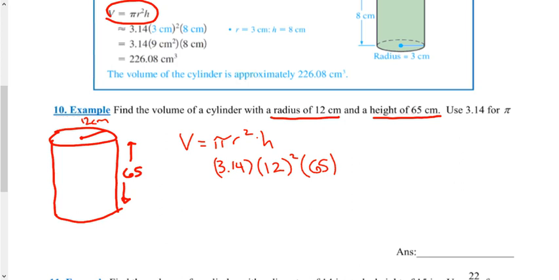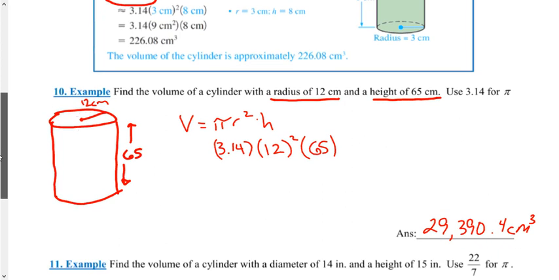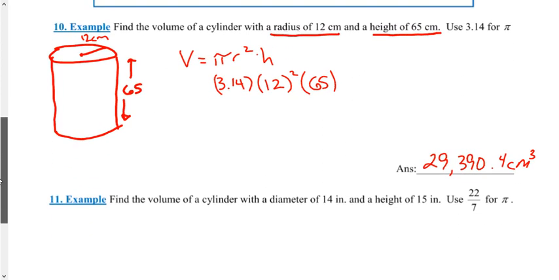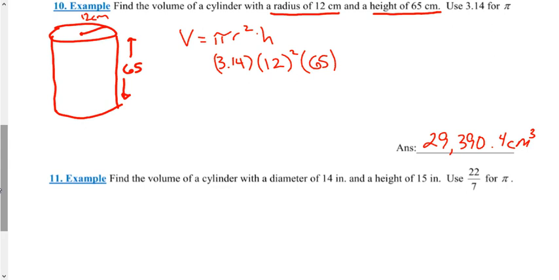You put that all into your calculator. Notice this is all in centimeters, and we end up with 29,390.4 cubic centimeters. Okay. Again, make sure you remember your label. And it did say use 3.14 for pi, so that's why we did that, and that's why we got the answer that we got.